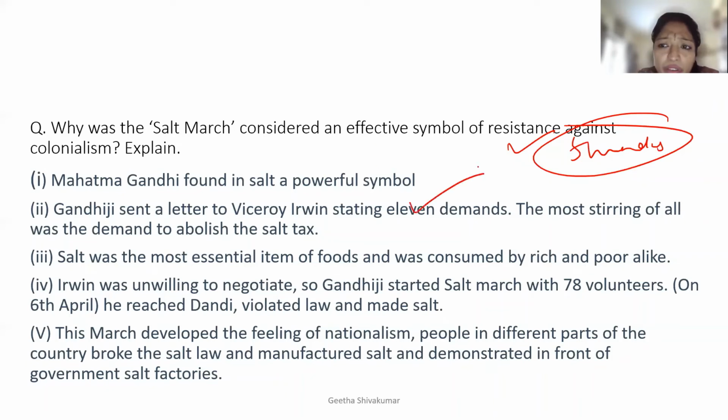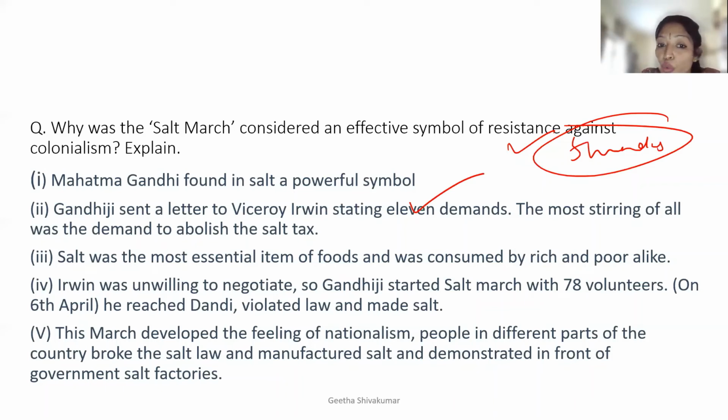Why is salt a very powerful symbol? Because even a billionaire, or a person who is not very rich, or a person living below the poverty line, everyone in their life needs salt. Salt is a basic necessity of life. So Gandhiji thought that it is a very powerful weapon because it will unite all the sectors, all the segments of the people together.